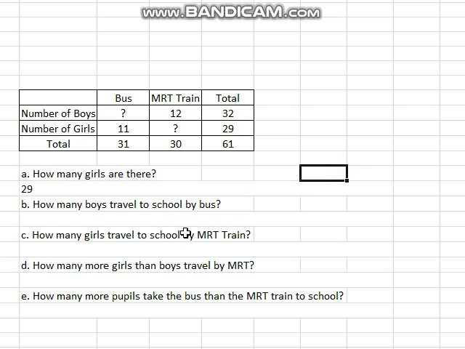Okay, question number 2, B. How many boys travel to school by bus? You see, how many boys travel to school? This one, the number of boys, this one travel by bus. Okay, question mark, right? Travel by MRT train, and then this is the total. And so to solve this one, as I have said, you can do it horizontally or you can do it vertically. Let's try to do this horizontally here.